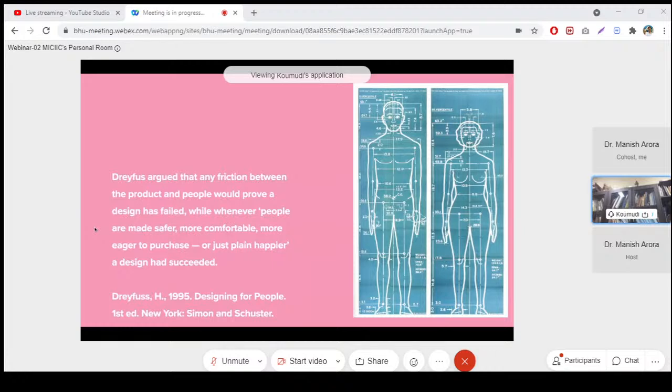Dreyfuss argued that designers needed to consider the use of an object by people. He said that any friction between the product and people would prove to be a design failure, while whenever people are made safer, more comfortable, more eager to purchase, or just plain happier, a design succeeded. So man became the measure of a product, and therefore the user became the center of the design process. Instead of form follows function, form followed the user.